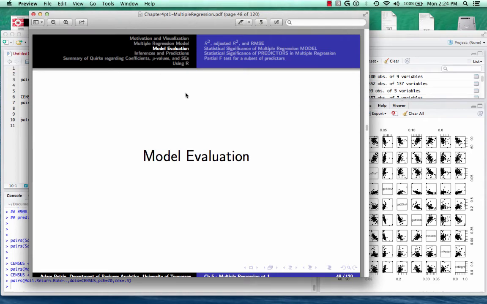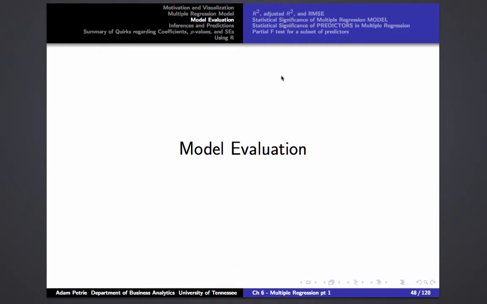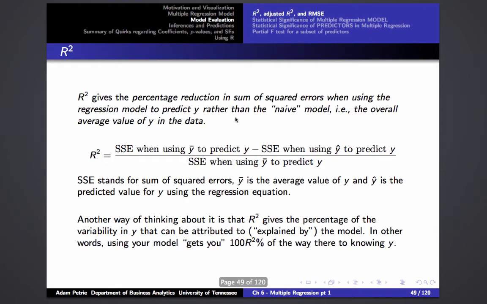All right, let's talk a bit about how we evaluate our multiple regression model once it's been fit and we've confirmed that it looks like a pretty good reflection of how y and each predictor are related to each other. All right, so the first way that we can tell whether or not our model seems to be fitting the data pretty well is by looking at R squared.